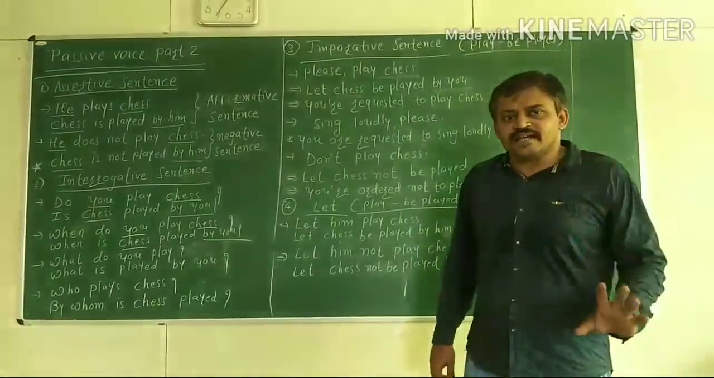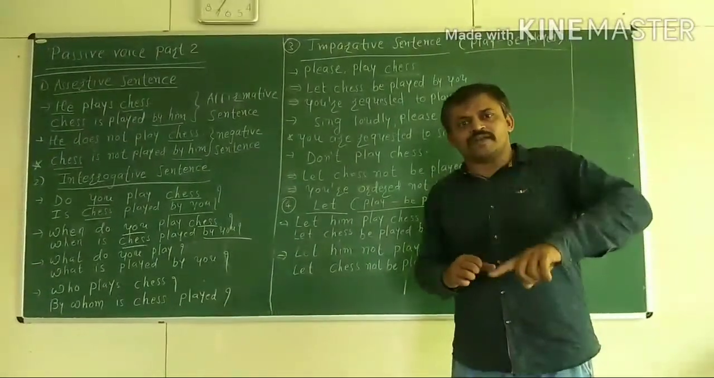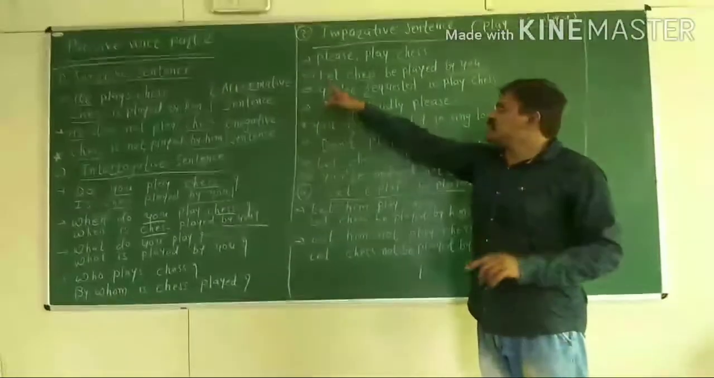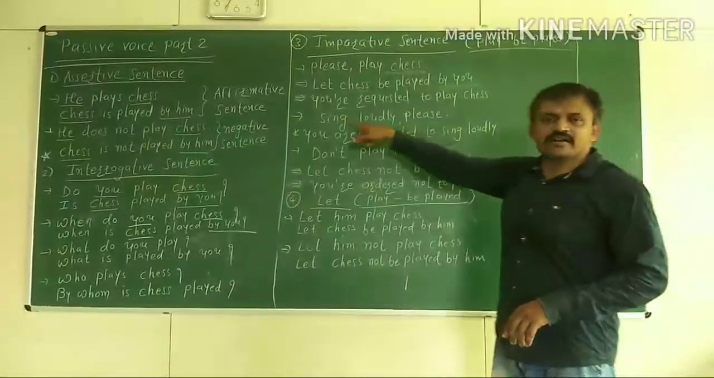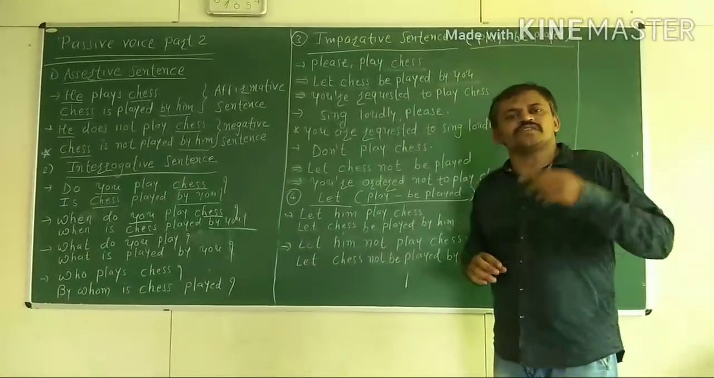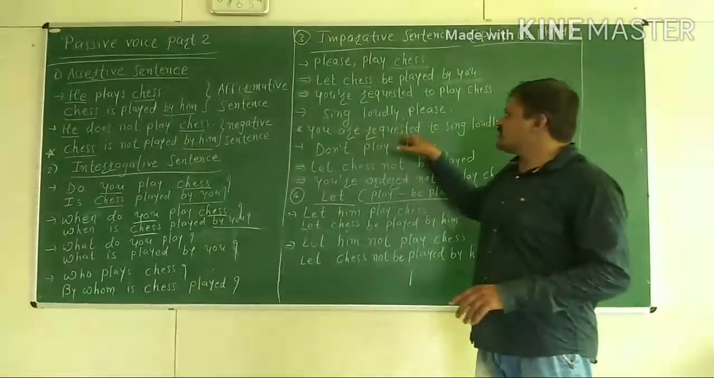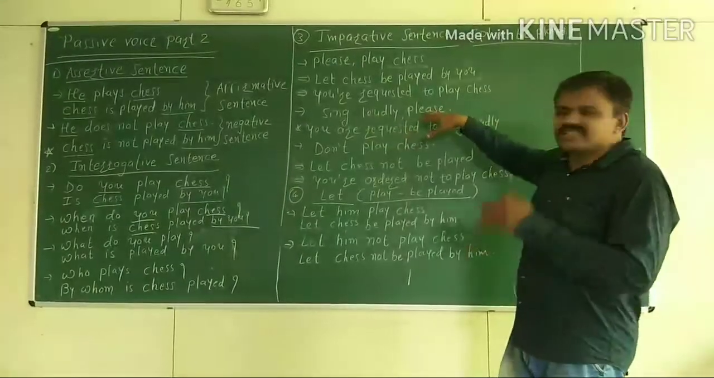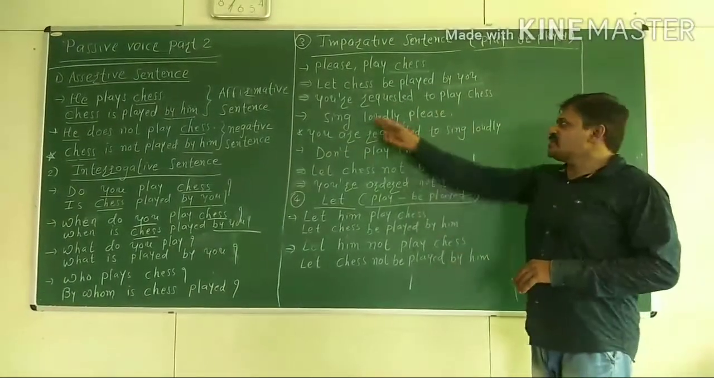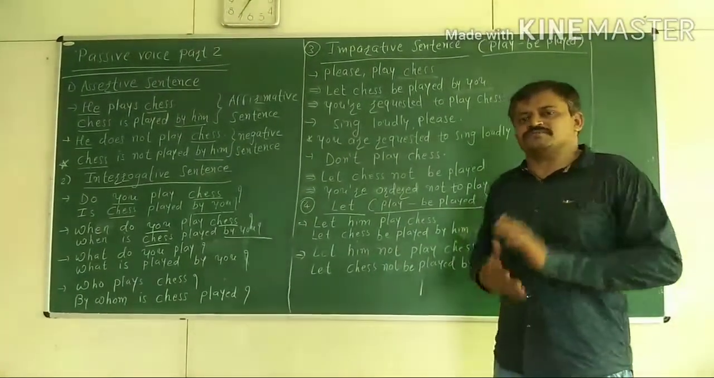But the difference is that when there is no object in the sentence, we cannot make the passive voice of the imperative sentence with the use of let, because an object is essential in the let passive voice. This is another example: please sing loudly. Now we cannot make this sentence passive with let because there is no object. But we can write you are requested to, you are ordered to. As please is written here, we can write you are requested to sing loudly. So this becomes the passive.